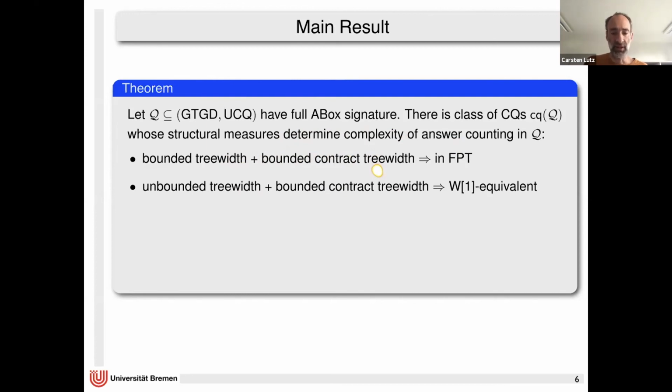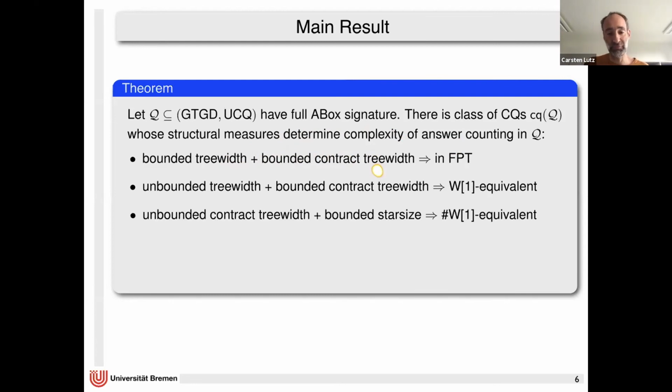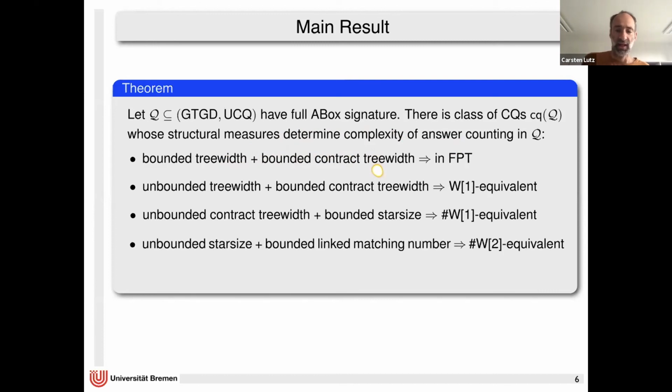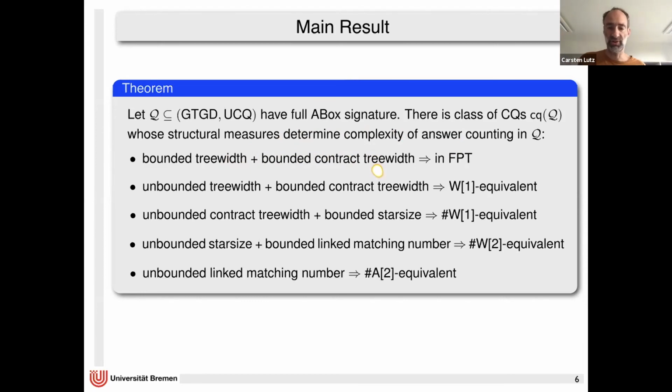If the treewidth is unbounded and the contract treewidth is bounded, you get W1 equivalence. If the contract treewidth is unbounded and the star size is bounded, you get sharp W1 equivalence. Sharp W2 equivalence is linked to unbounded star size and bounded link matching number, and unbounded link matching number means sharp A2 equivalence. So let me say a few words about what you see here.